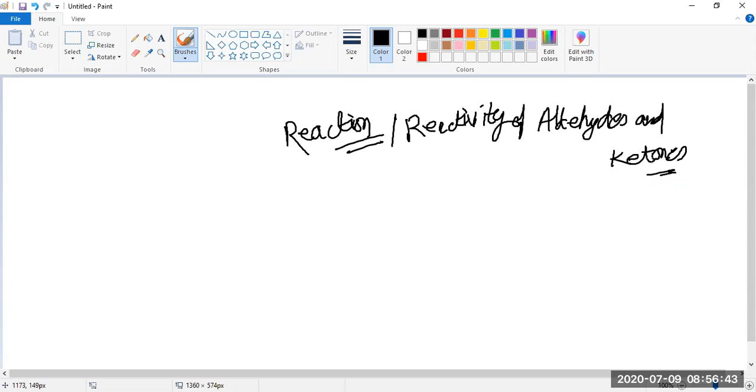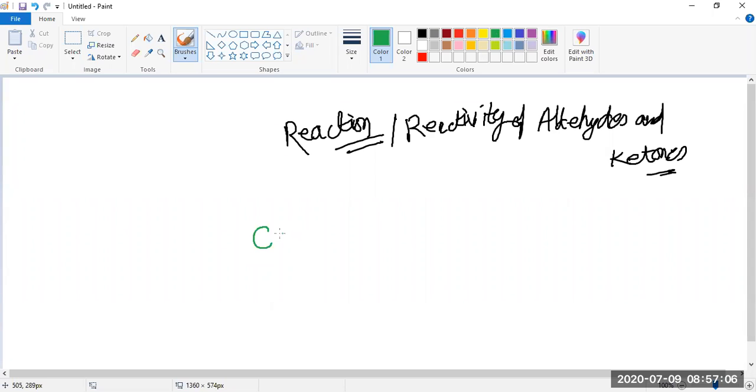So what are the two factors? The first factor is the steric effect. Steric effect means crowding near the carbonyl group. Crowding near the carbonyl group is called steric effect.